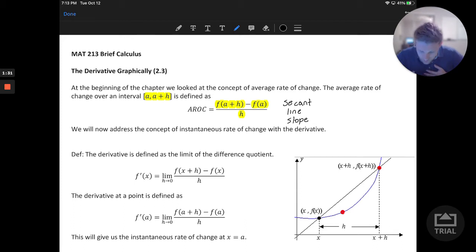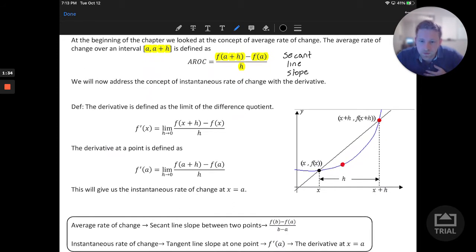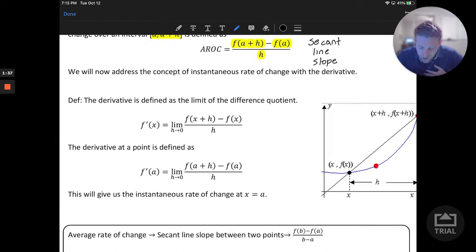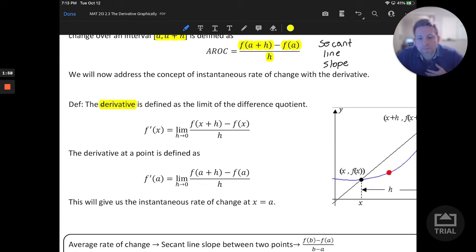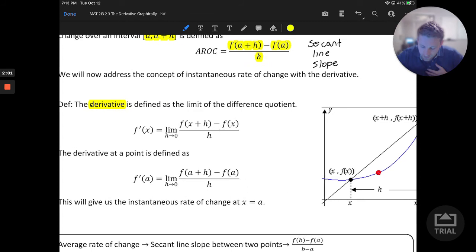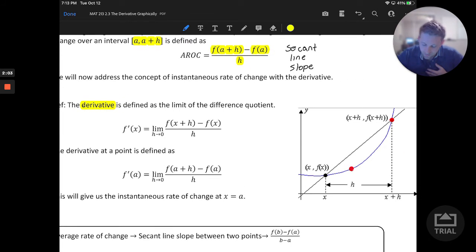So let's just introduce the idea of the derivative, and then we'll work with Desmos to visualize what's happening here. When I define the derivative, I'm going to be defining it right off of this average rate of change equation. So if we take a look at the derivative function, it is defined as the limit of this difference quotient. That's what we call that average rate of change formula. We're going to consider the derivative at the point x to be the limit of this difference quotient as we let h go to 0, the distance in between our 2 points.